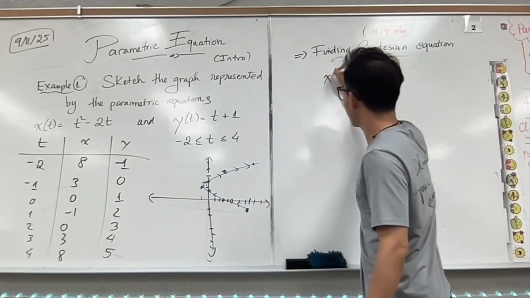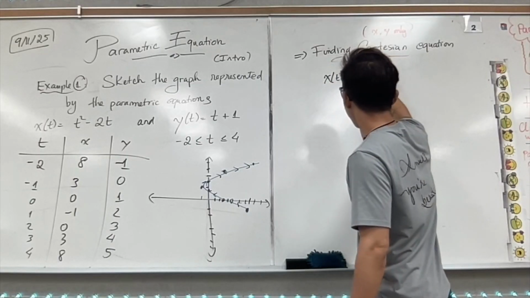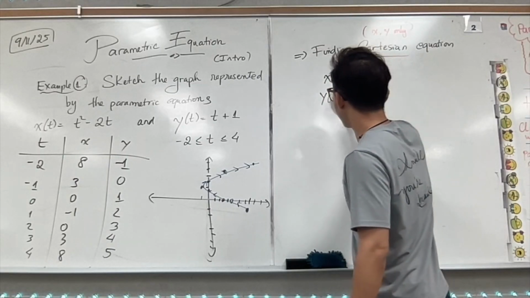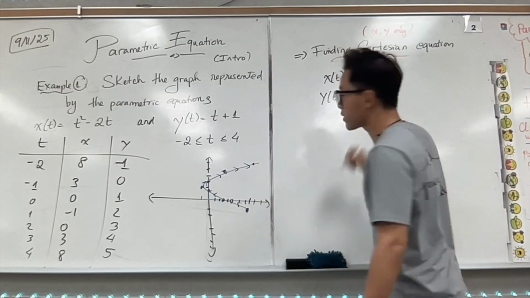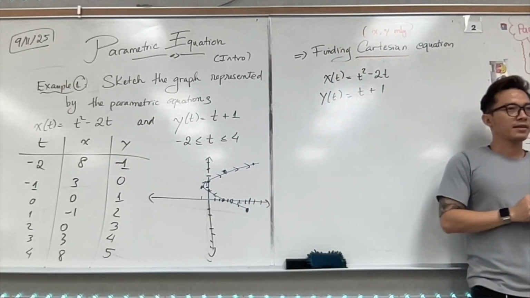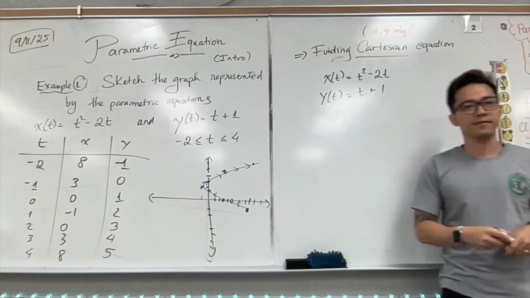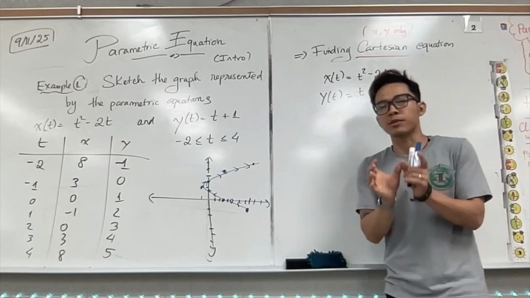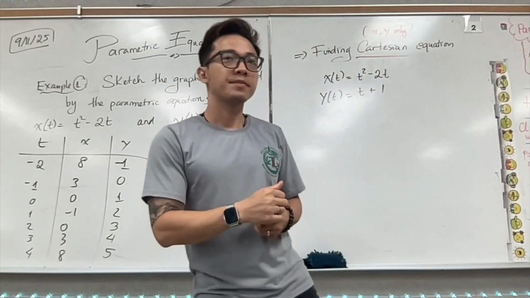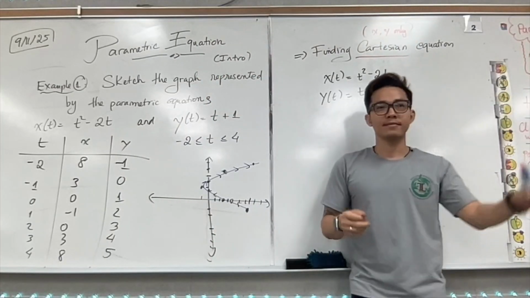So we have x of t equal to t squared minus 2t. Y of t equal to t plus 1. In what way can you eliminate the t? So only have x and y now. That's showing the relationship between x and y. Yeah?